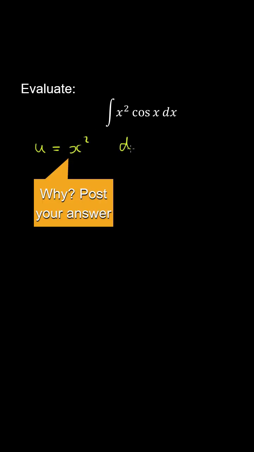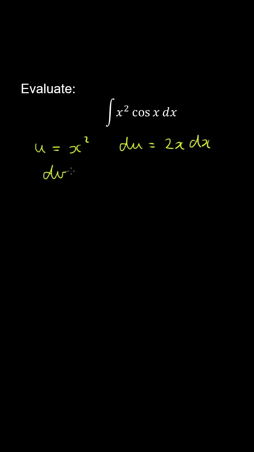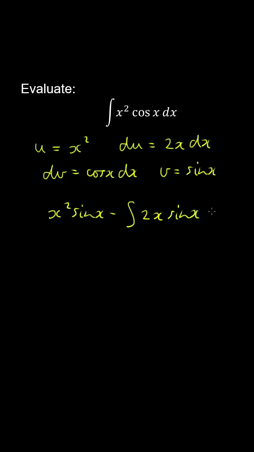Let's evaluate this integral of two functions that are not the derivatives of each other. So we can't use u substitution, and we'll therefore try integration by parts. We're going to set u equal to x squared, and du is therefore 2x dx, and dv is cosine x dx, and therefore v is equal to sine x. So u multiplied by v gives x squared sine x minus the integral of v by du. So that will be 2x sine x dx.